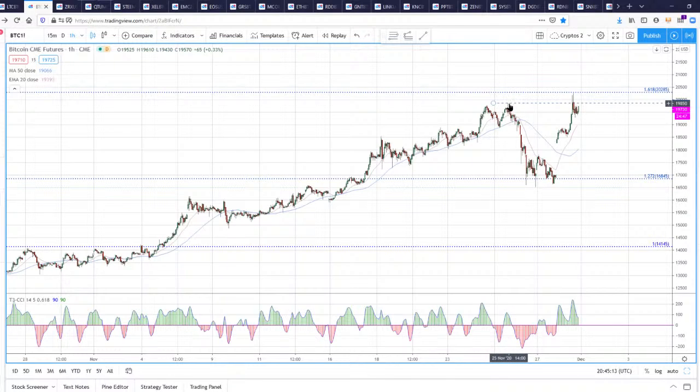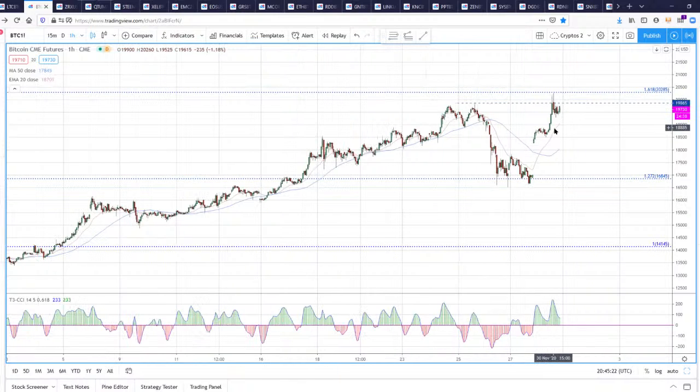16,500, 19,800, 3,000. So you know what? I think we need to see a pullback of at least $2,000, and then I think it's a buy. I really do. And we'll be looking for support. So that's what I'm looking for.